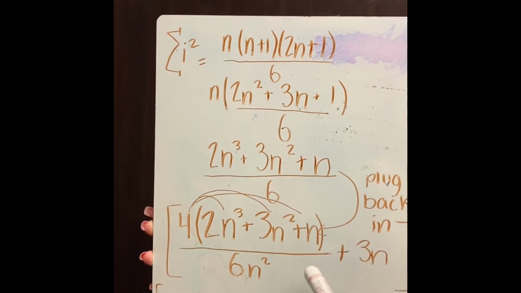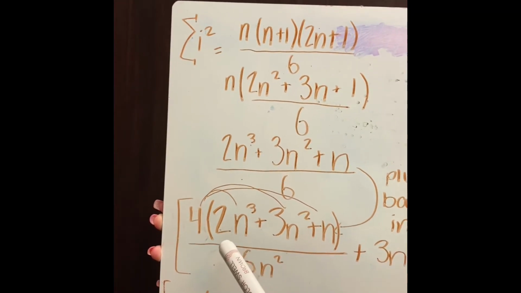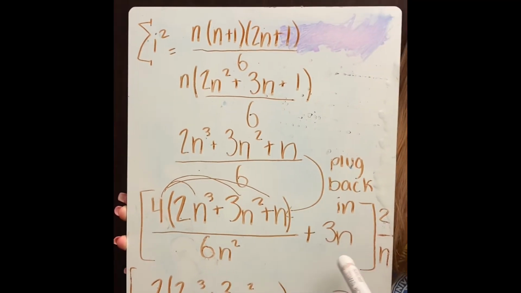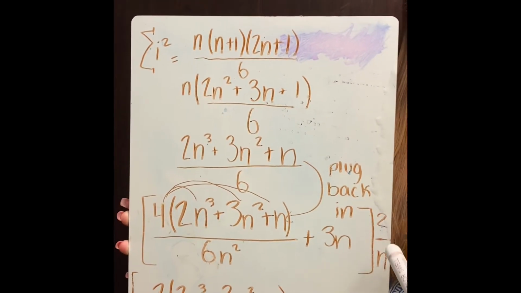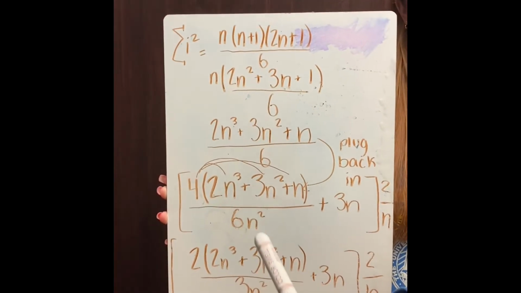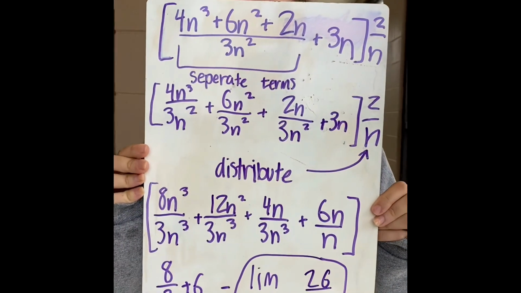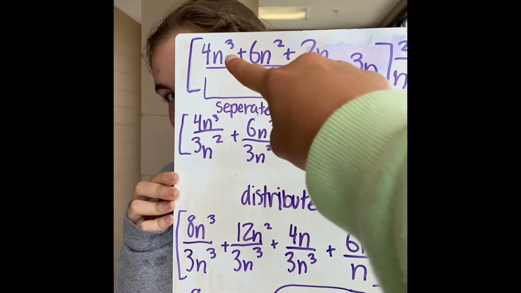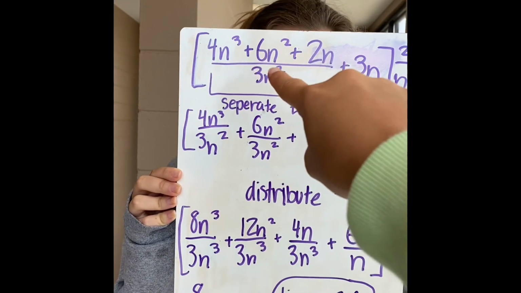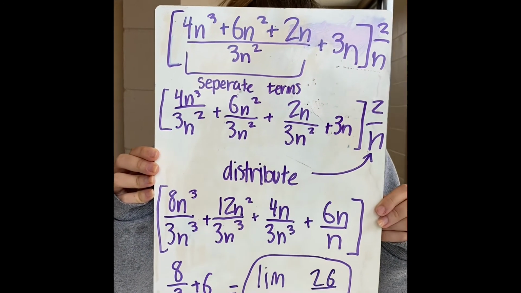So with the original equation, there's a 4 over n squared. So we plug in the 4 over 6, and then the same thing, plus 3n, and outside the parentheses 2n. And then we cross out the 4 and 6, and it's 2/3 n squared times all of this. Okay, so the next step is when you distribute the 2, it becomes 4n cubed plus 6n squared plus 2n over 3n squared, and we still have the plus n and the 2 over n on the outside.